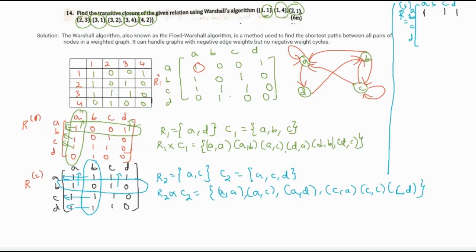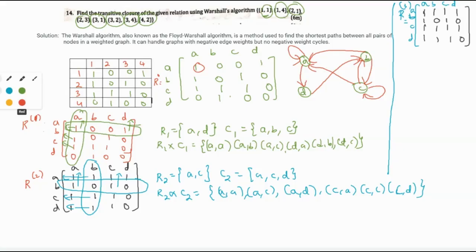Then B, we don't have. Then for C it is C of A is 1, C of C is 1, C of D is 1. The remaining ones we copy from here. The whole first line is 1 1 1. Then on the top it is also 1 1. Then we have 1 0 1 0, 1 0 1 0. Then here it is 1, and the last one is also 1 1 0. So this will be your third step.